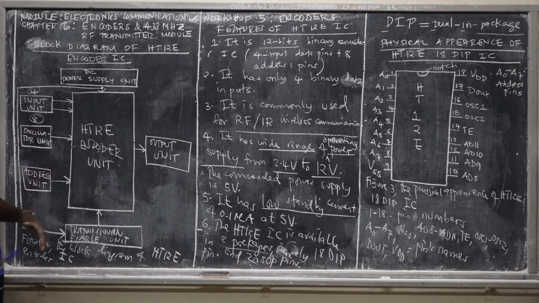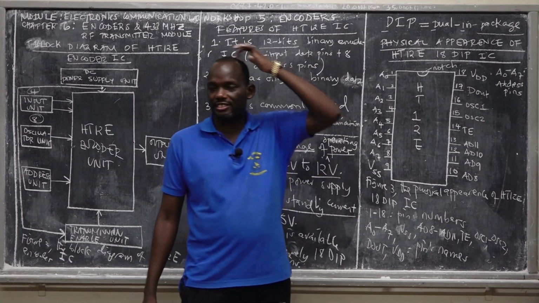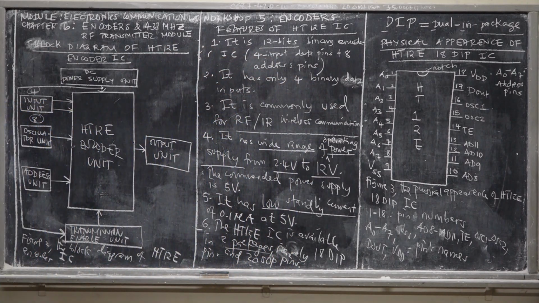Okay, so let us continue. Then we have VSS. Say VSS. VSS is an abbreviation of voltage across source.